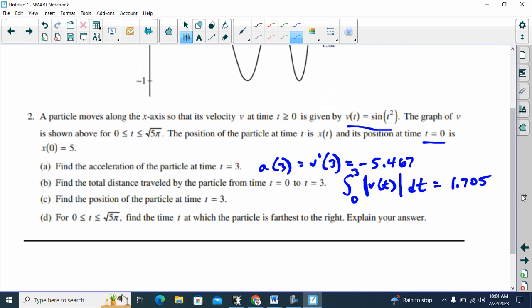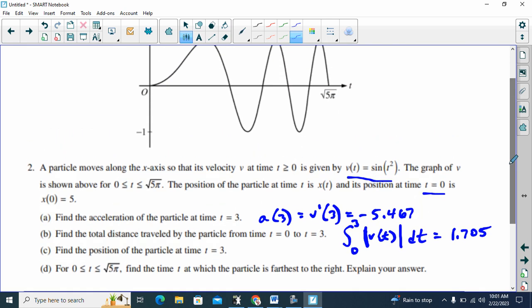Part C, find the position of the particle at time 3. Position, we need to consider where it started. It started at 5. And how far it moved and in which direction. Its displacement we get by integrating from its starting time 0 to its ending time 3 of v of t dt. And this is where if it had told us t equals 1 here, this would be a 1 down at the bottom.